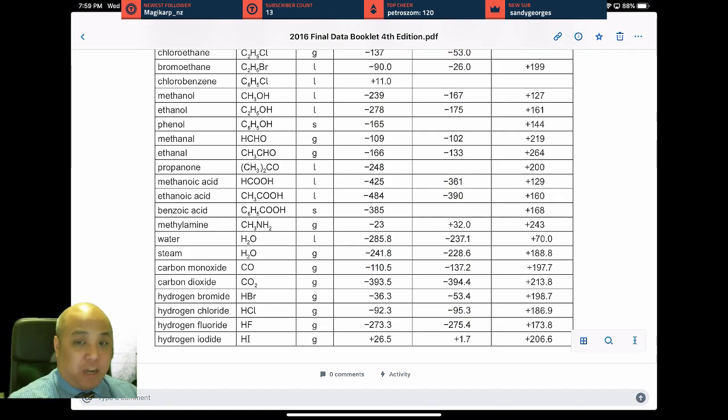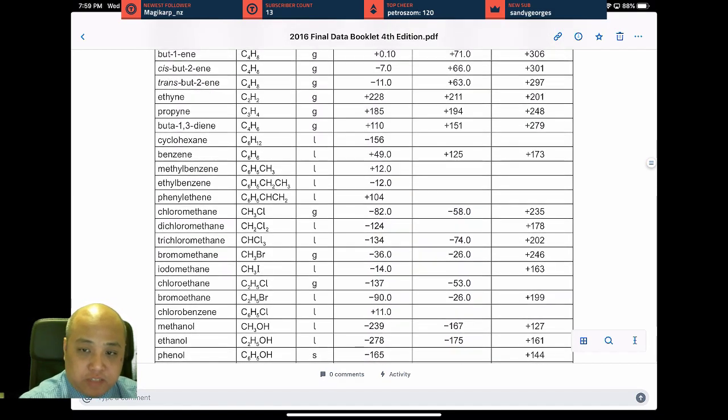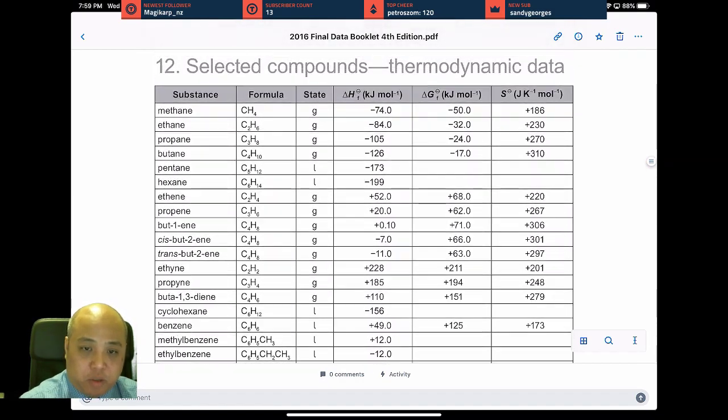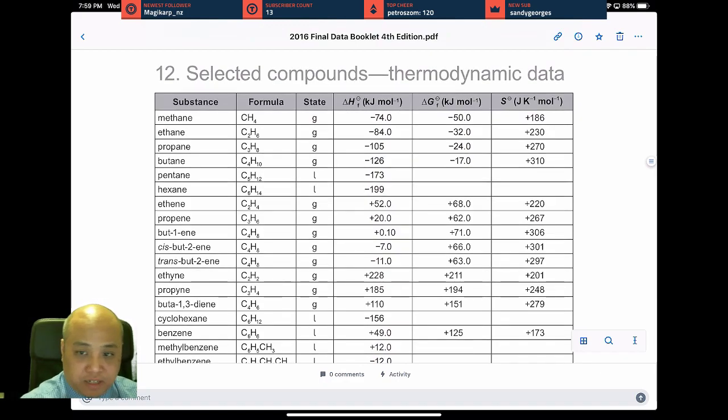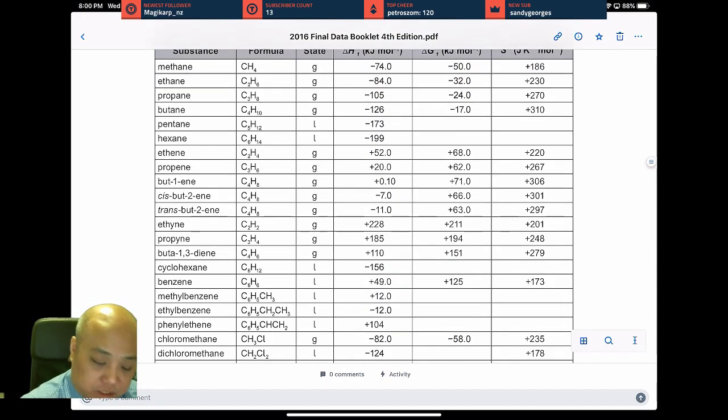So make sure you kind of pay attention to that and make sure that you are using these values that are provided to you. So you won't have to write those enthalpy of formation reactions out every time. You just do products minus reactants.